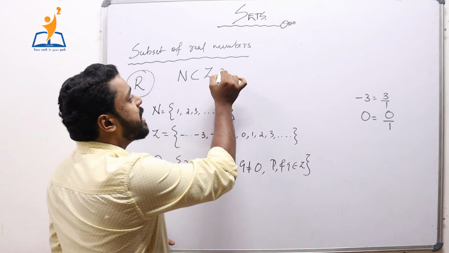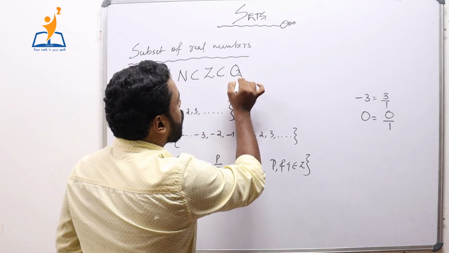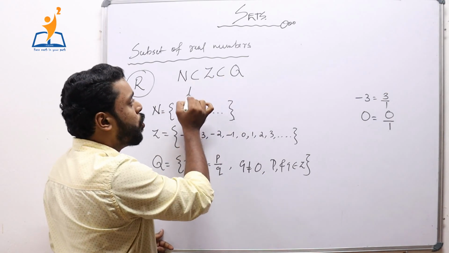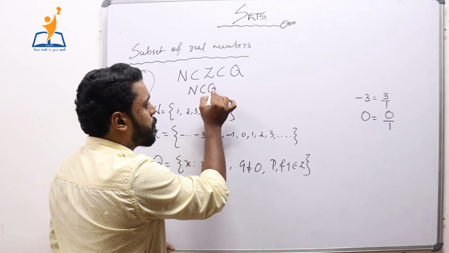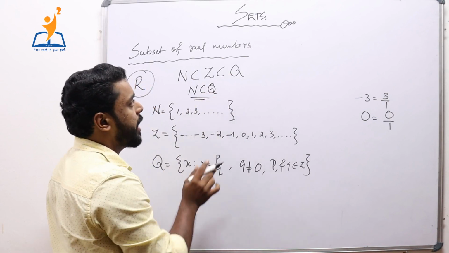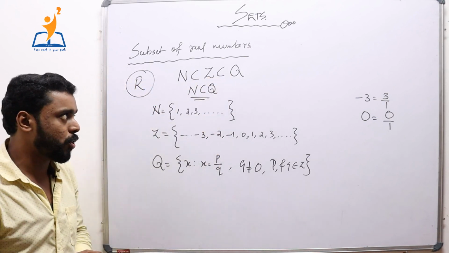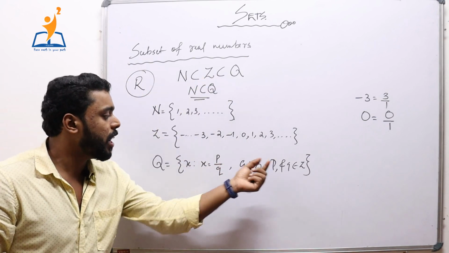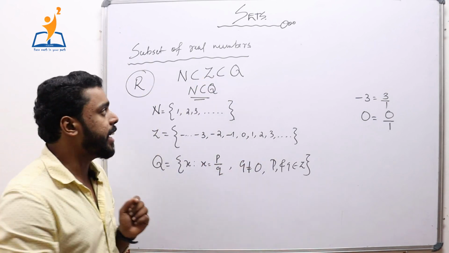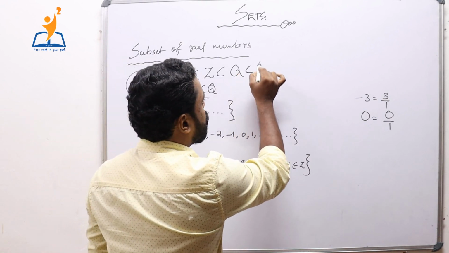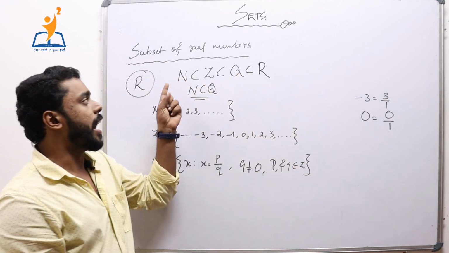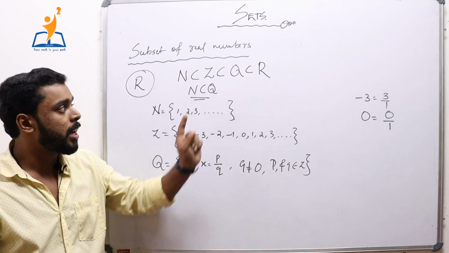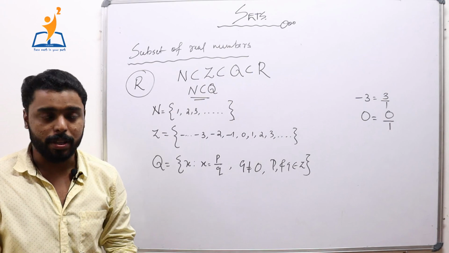So we have Z is a subset of Q. Therefore, we have N is a subset of Z, Z is a subset of Q. Similarly, we can say that N is a subset of Q also. So we have N is a subset of Z, Z is a subset of Q. Now, Q contains all the numbers of the form p by q. Clearly, Q will be a subset of R. So we have natural numbers a subset of integers, integers a subset of rationals, rationals a subset of real numbers.